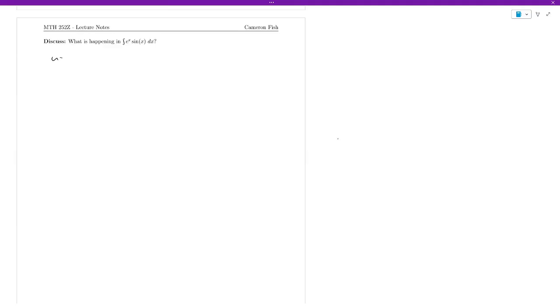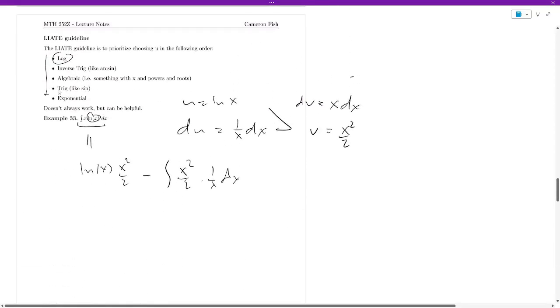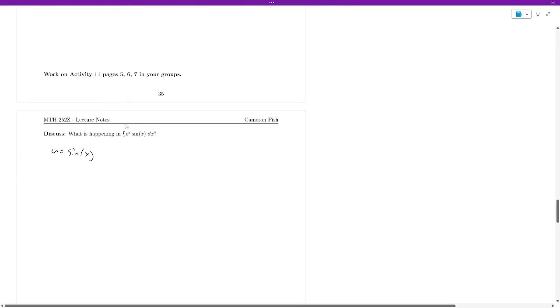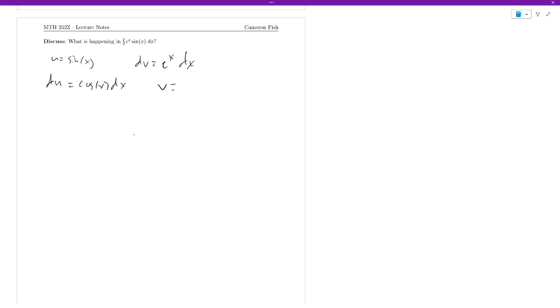Let's try u equals sine x. Well, it is following the LIATE rule. I try sine before I try exponential, and the only other thing in here is the e to the x. Also, I know the derivative of sine, it's pretty easy, and I know the antiderivative of e to the x, that's also pretty easy. Now, I know the antiderivative of sine also, but let's just go with this because that's what the LIATE rule suggests. So I do my du is cosine x dx, and then my v would have to be e to the x.